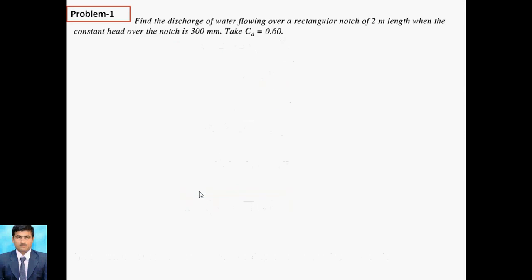Now we go for the first problem over the rectangular notch. The first problem is to find the discharge of water. Here the type of discharge is not mentioned. If it is not mentioned whether theoretical or actual, we consider it as actual discharge. So directly you can consider actual discharge. So Q actual is unknown to you, and water is flowing through a rectangular notch of 2 meter length, so capital L is equal to 2, when the constant head is about 300 and take Cd as 0.60.